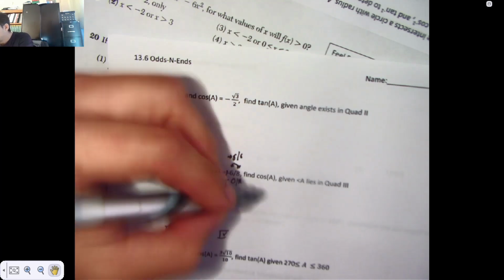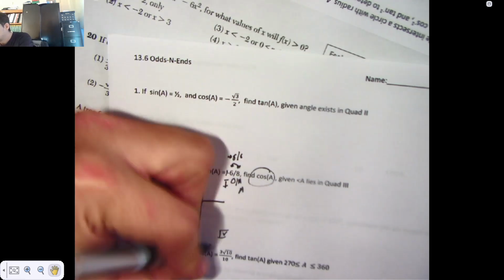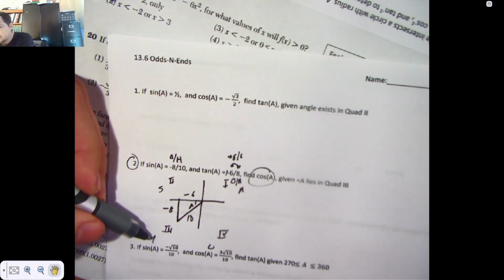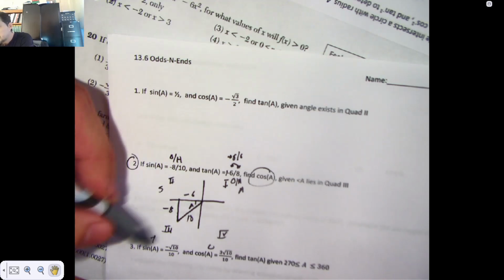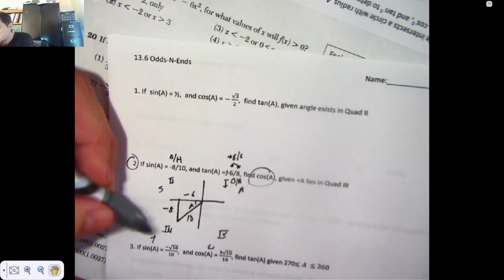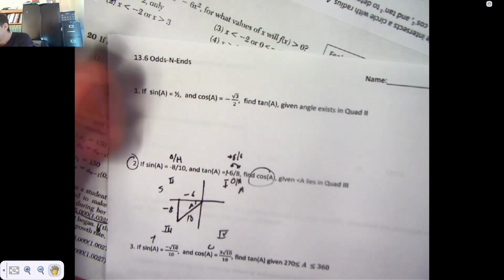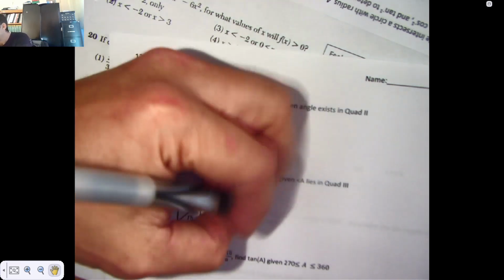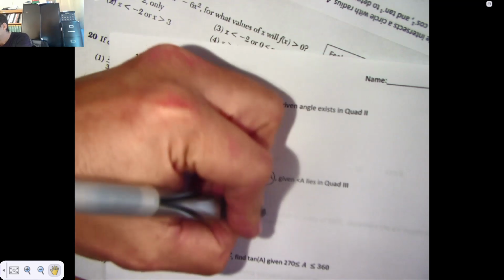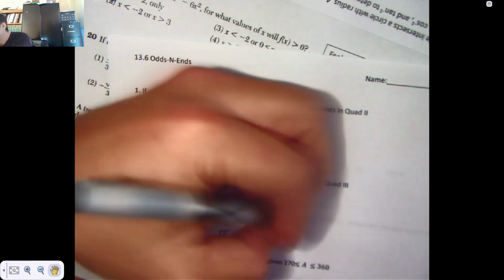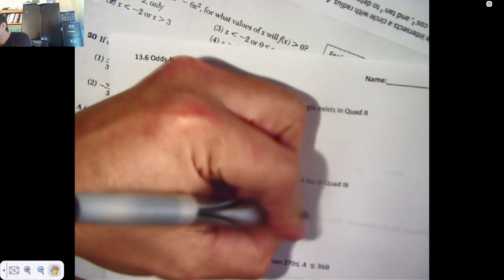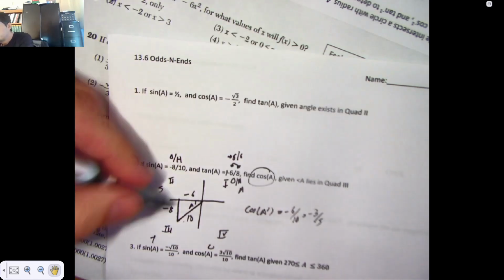Now, you're asked to find cosine. Do remember, all schools torture children. Only tangent's going to be positive. So if you make your sign mistakes here, you can go back to this and say cosine should be negative. Your answer should be negative. But anyways, I'm finding the cosine ratio. I'm going to use the reference angle A prime. Cosine is -6/10, which reduces down to -3/5. That was a variation of a 3, 4, 5 triangle.